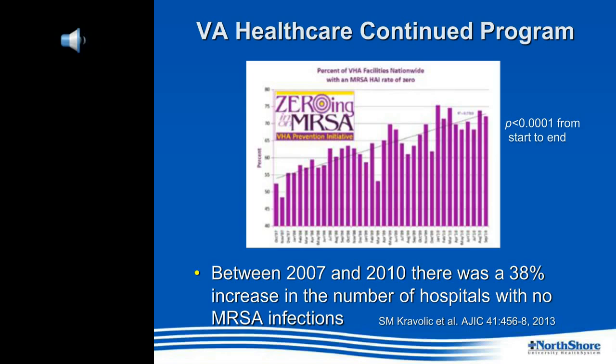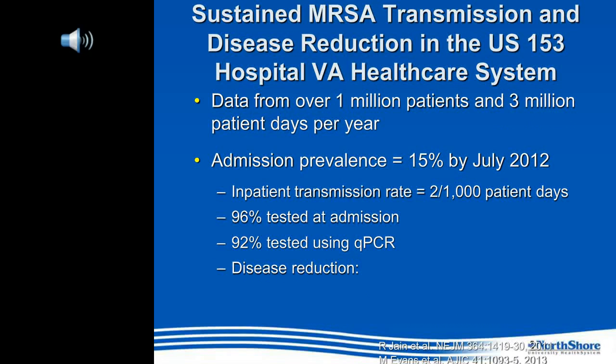And you can see that they've gone at the start of their program from about 50% of their nursing units to, by 2010, almost 70% of the nursing units without an MRSA infection in a given month. And this is actually very, very dramatic for a healthcare system that deals increasingly with older patients and with patients with disabilities. So this has been a very, very positive thing for our Veterans Administration.